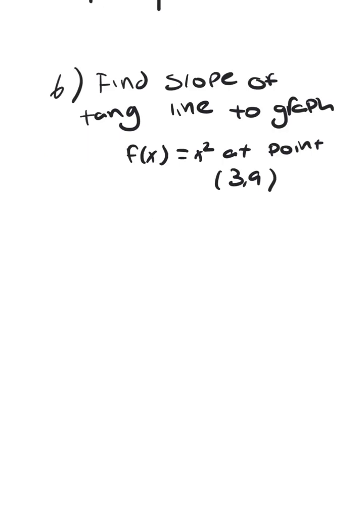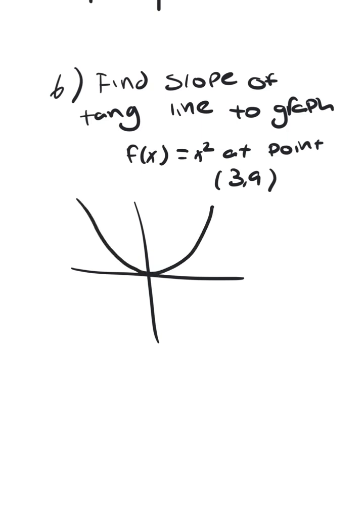Okay, now let's solve this problem here, similar to the one that we did in problem 1. Find the slope of the tangent line to the graph f of x equals x squared at point 3, 9. So our goal here, let's say this is our x squared. Let's say this is 3, 9. We have to find the slope of a certain q. Let's say q is here. Slope of this line here.